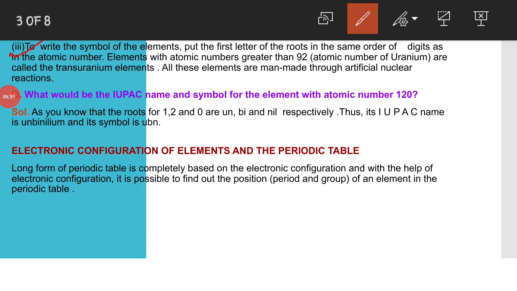Third, to write the symbol of the elements, put the first letter of the roots in the same order of digits as in the atomic number. Elements with atomic number greater than 92 are called the transuranium elements. All these elements are man-made through artificial nuclear reactions.